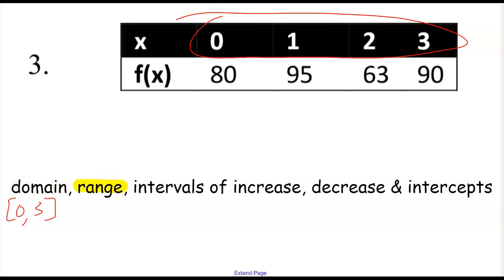Range. So the range is going to be the y value, so the f of x. I'm going to go from the lowest to the highest. So the lowest is 63, the highest is 95. So we're going to go from 63 to 95.